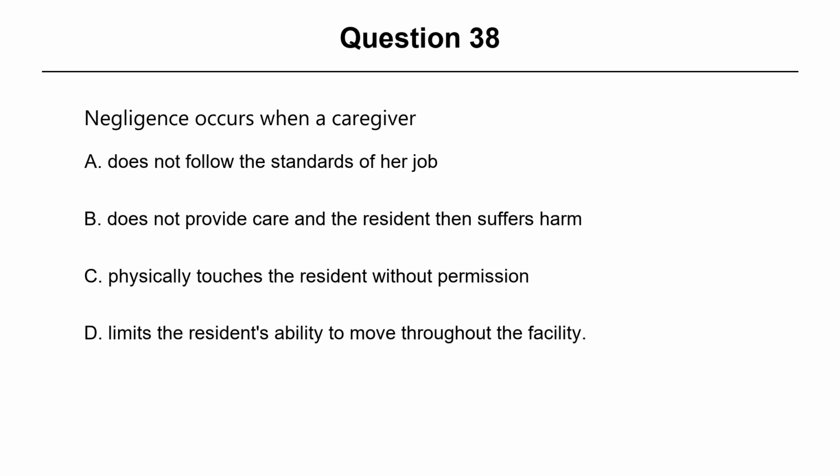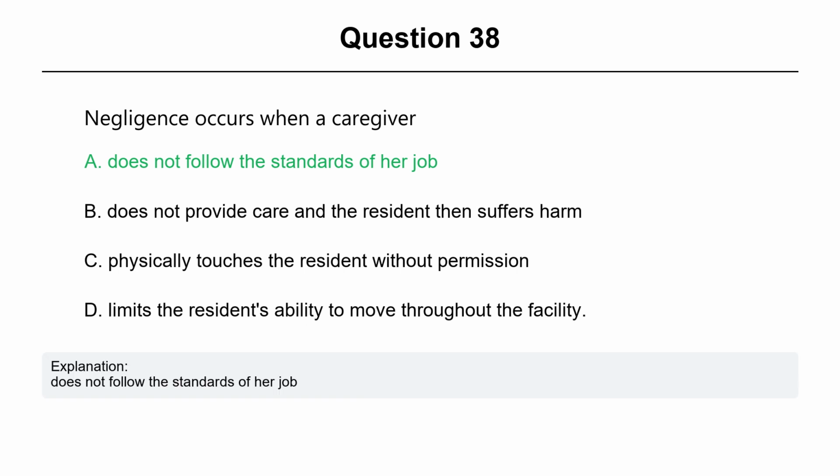Question 38. Negligence occurs when a caregiver, option A, does not follow the standards of her job, option B, does not provide care and the resident then suffers harm, option C, physically touches the resident without permission, option D, limits the resident's ability to move throughout the facility. The correct answer is option A, does not follow the standards of her job.